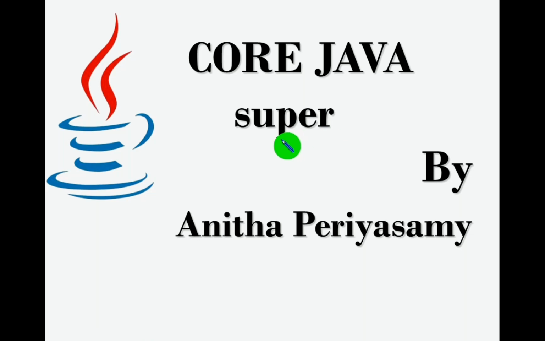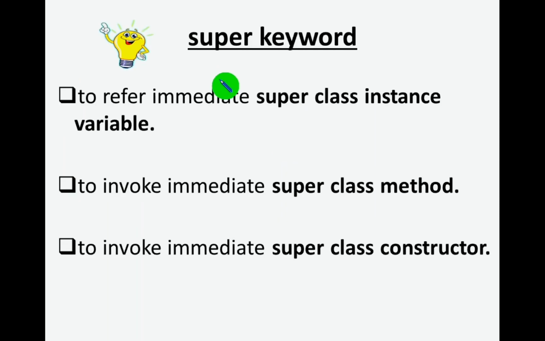Now we are going to see an important keyword, super. There are three places in which we can use the super keyword: to refer to the immediate superclass instance variable, to invoke the immediate superclass method, and to invoke the immediate superclass constructor. So for these things, we can go for a super keyword.